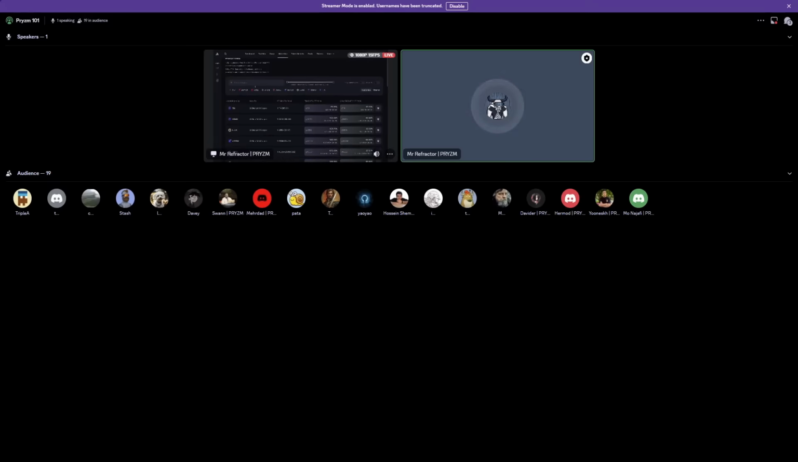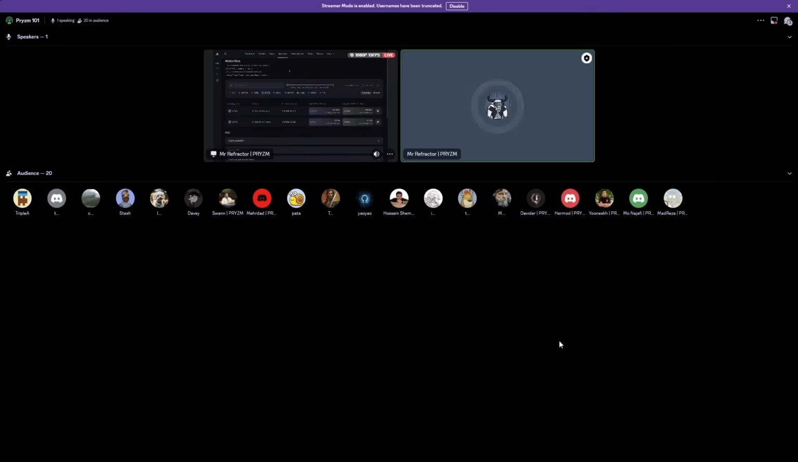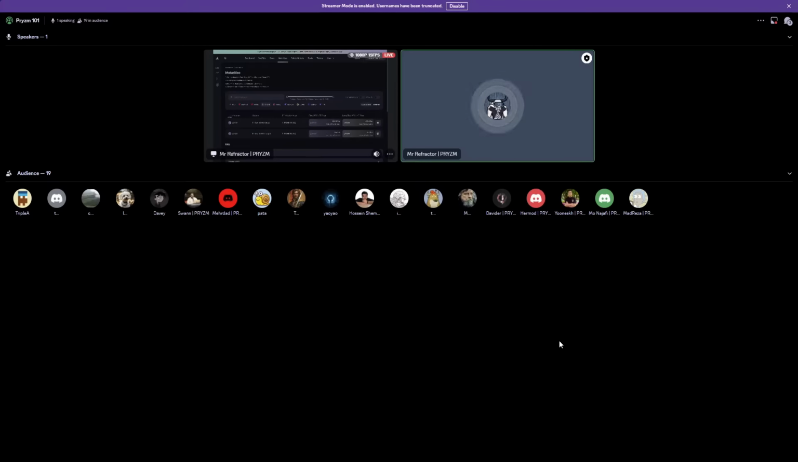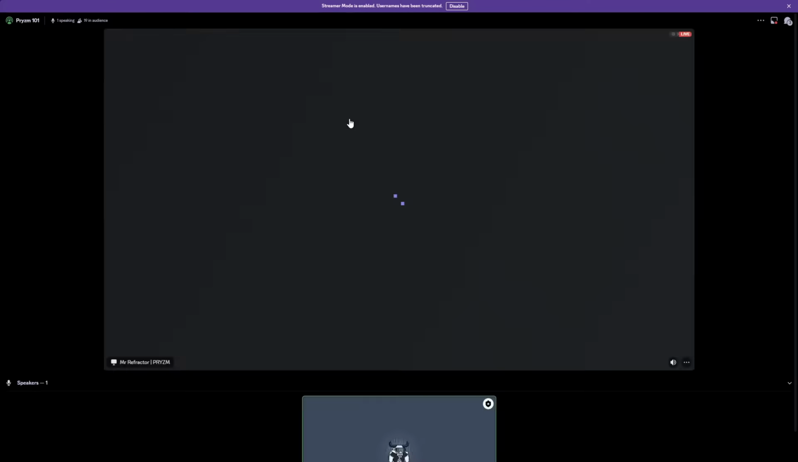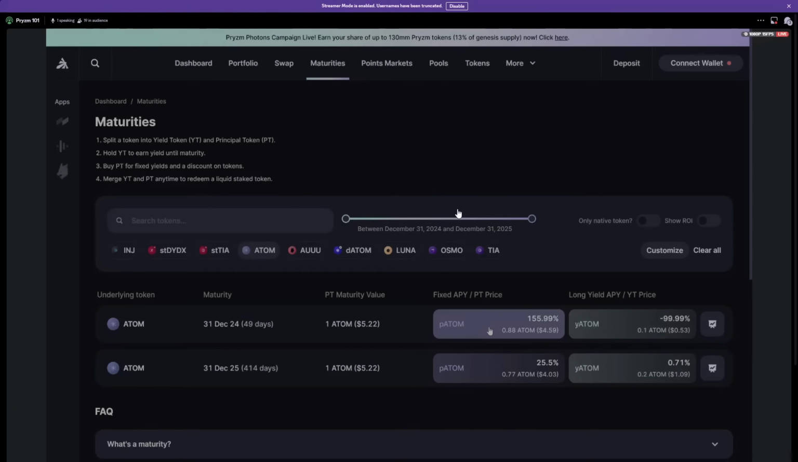You can choose assets. So say, for example, you choose Atom here. What this means is you can deposit an Atom token, and one Atom token is going to give you one P Atom token and one Y Atom token. So if you deposit your Atom token, you're going to get one of each of these, and that means that the total of these must add up to one Atom.